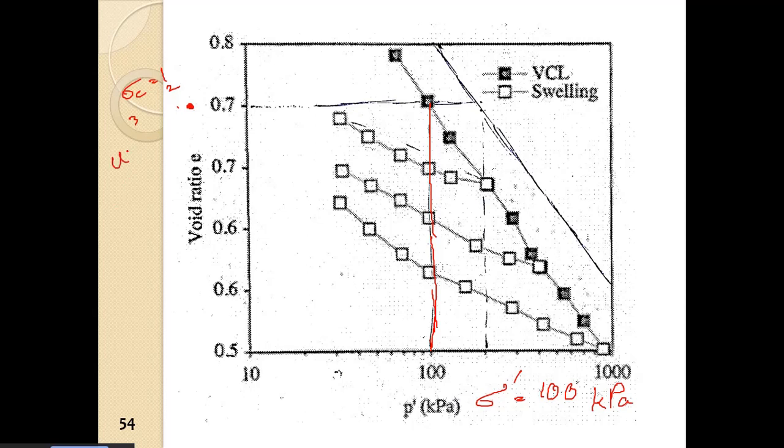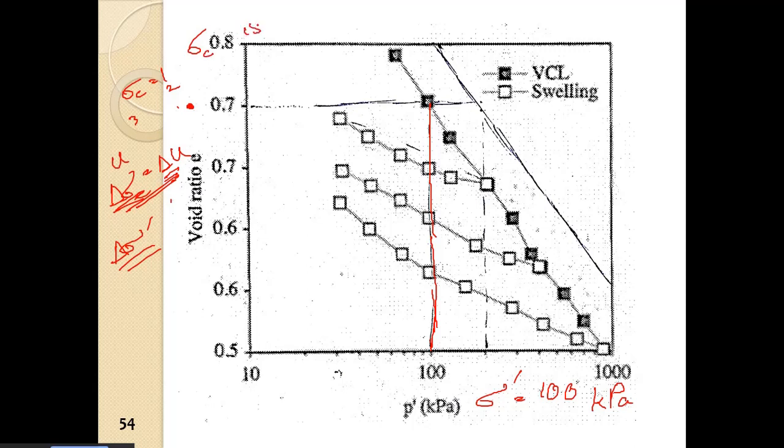But delta sigma will not be equal to delta u. The increment in the cell pressure will not be equal to the increment in the pore water pressure. The pore water pressure will increase slowly in the initial period. So we can say that there will be a change in the effective stress in the soil. So the effective stresses will change as we go on increasing sigma c.